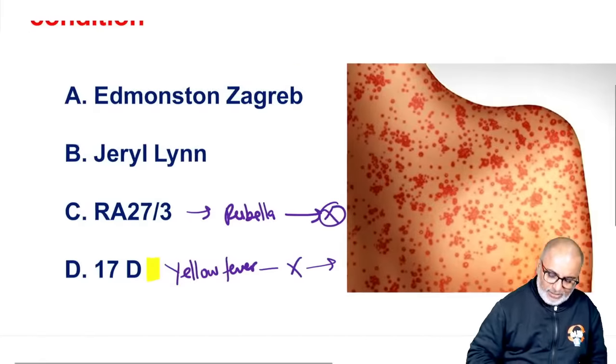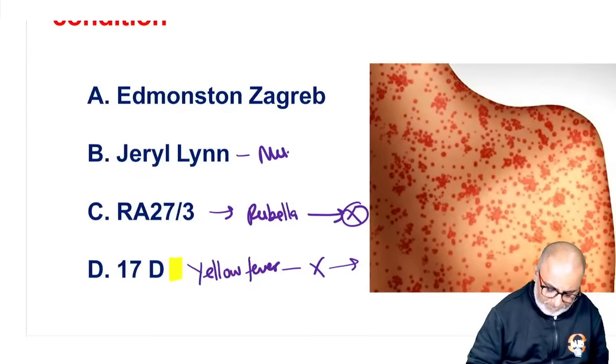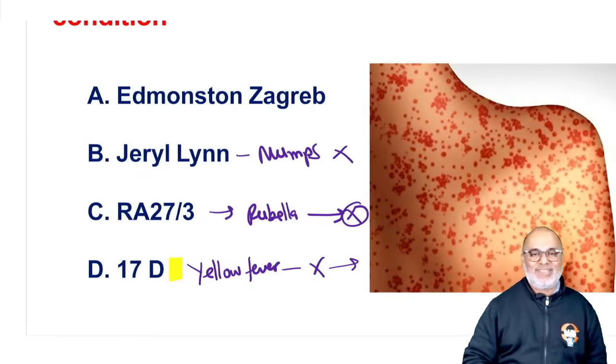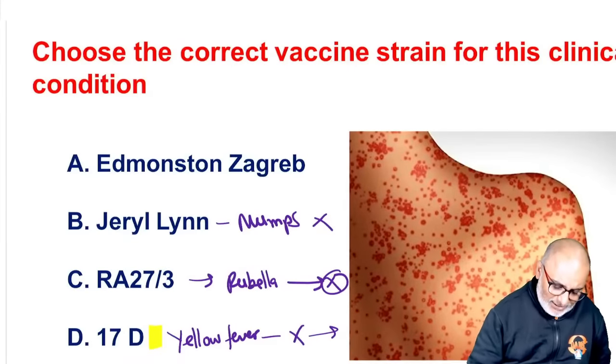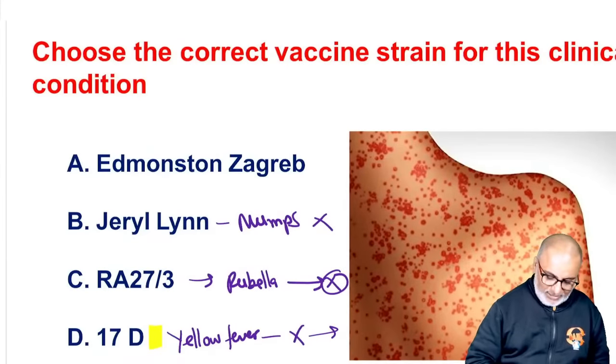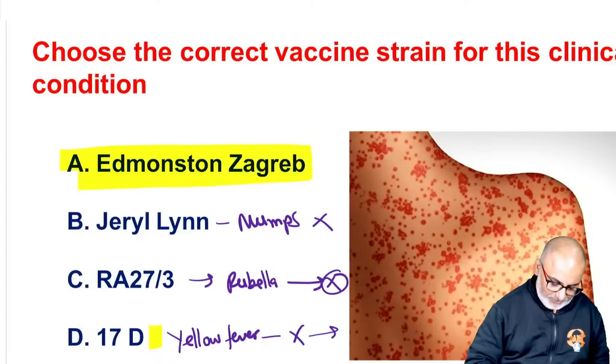Jeryl Lynn strain is for mumps. In mumps, there is no rash. And you can get the answer any way. Edmonston-Zagreb strain is for measles.